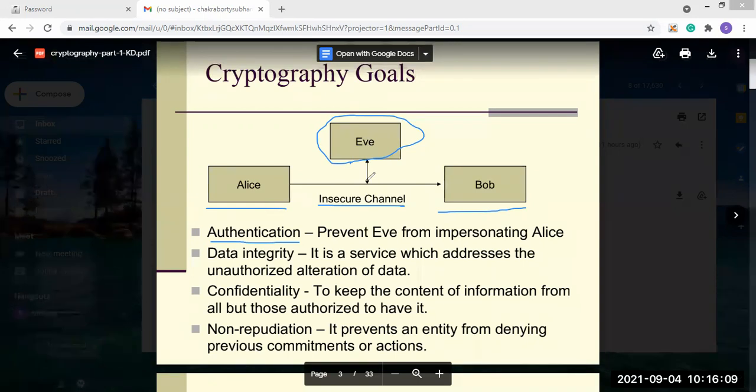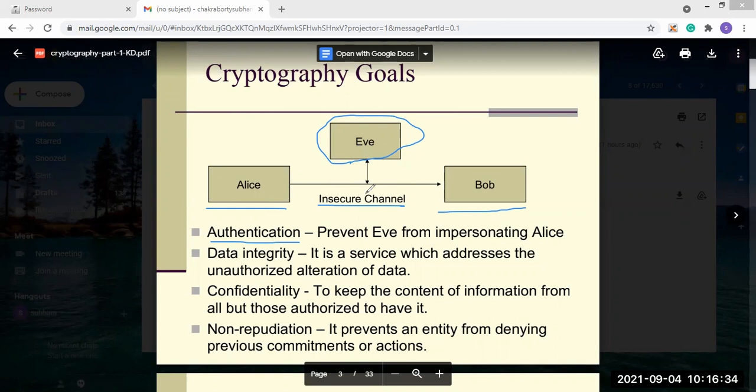Then the next is data integrity. Data integrity is the service which addresses the unauthorized alteration of data, and ensures that Eve cannot alter the data that is going from Alice to Bob. This malicious user cannot alter that data. This is data integrity.